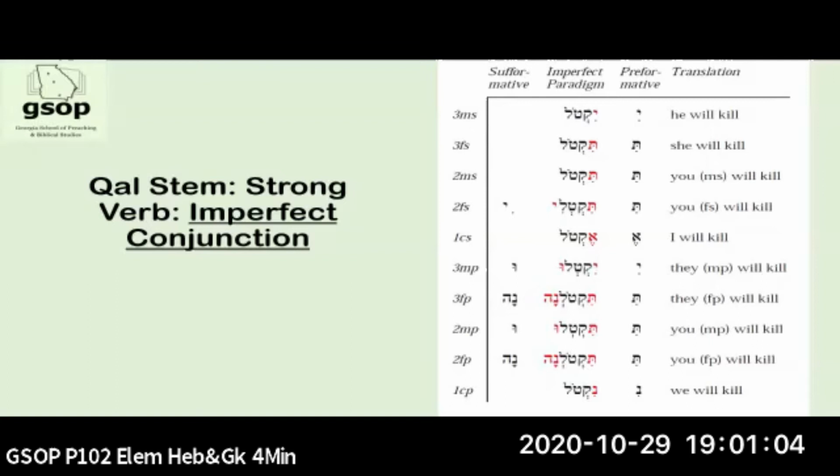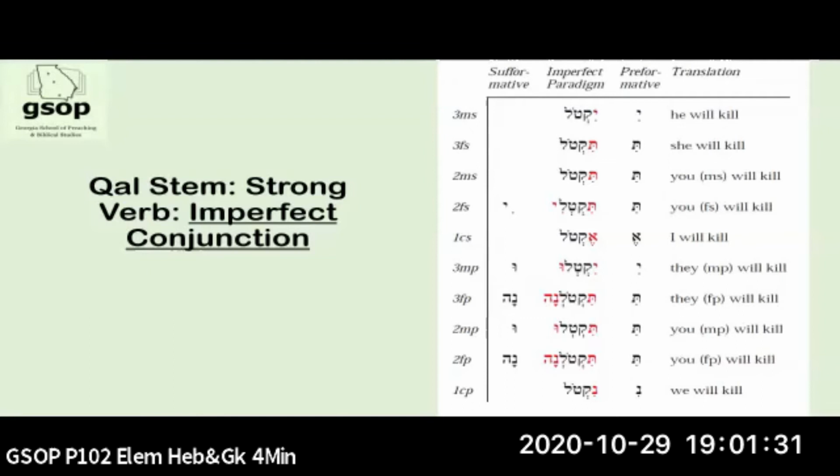And so that's yiktol, he will kill. So the performer or the prefix is the yod with the hireq. To make it third person feminine singular, I'm just going to change the yod and use a tav. The tav will still have the hireq underneath it, the little I sound, and it's still going to have the holem, the O sound, in the second root position. That's the pattern.